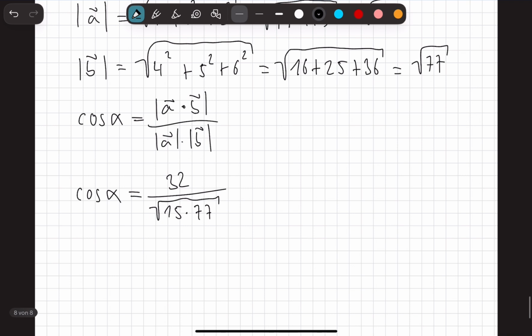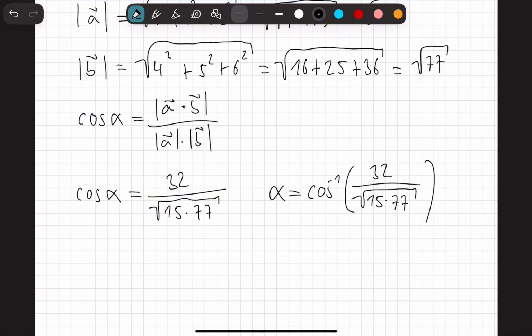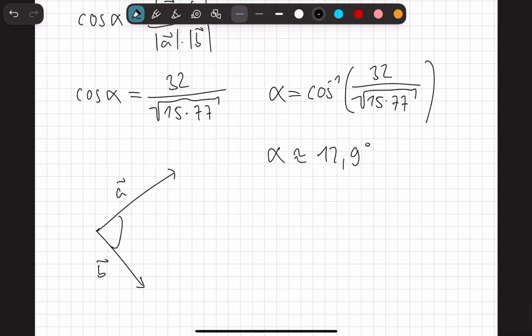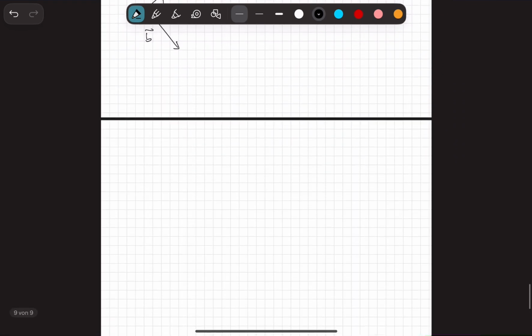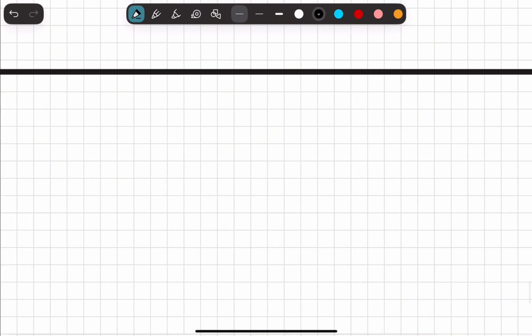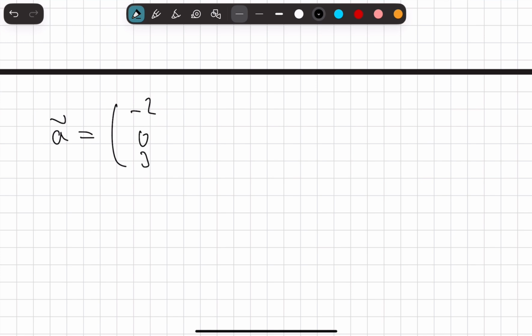Now to find alpha, we have to use the inverse cosine, so alpha is equal to the inverse cosine of 32 over the square root of 14 times 77. And if you plug this in your calculator, you will get approximately 12.9 degrees.